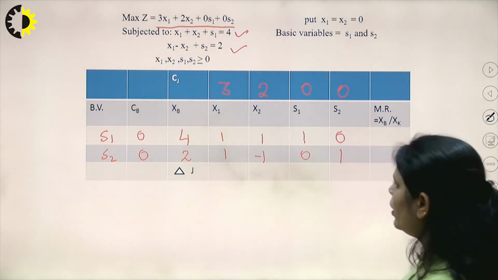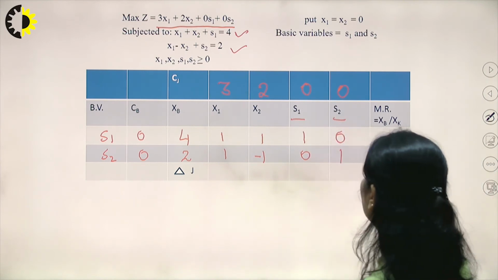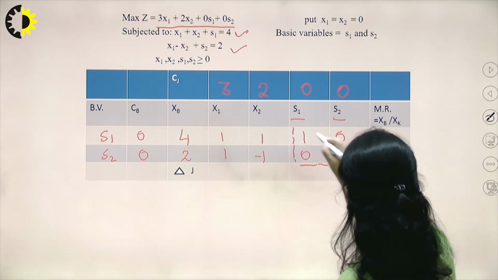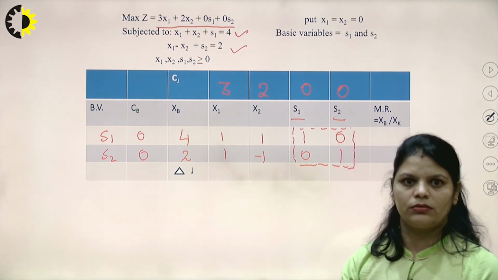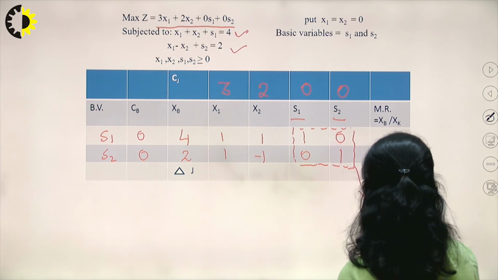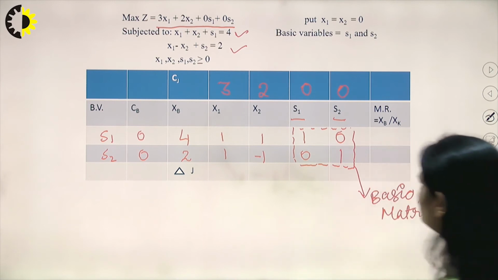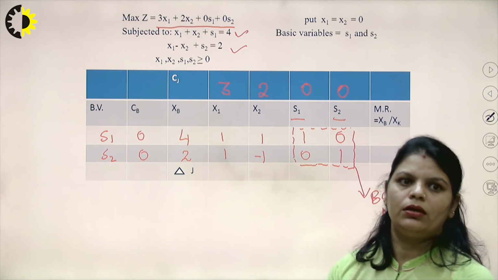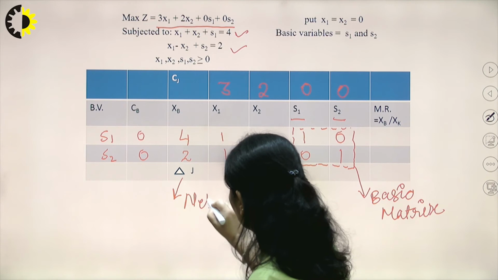Clear? Now we can see here these two are basic variables. So these are forming a matrix, this one, and this matrix is known as the basic matrix. Okay? This matrix is known as the basic matrix. Clear? Now we will find out the value of delta J. Delta J is basically the net evaluation.